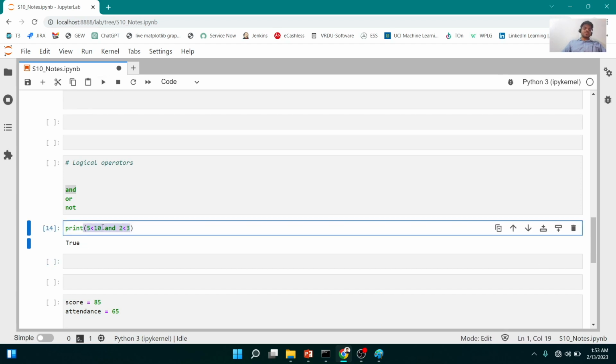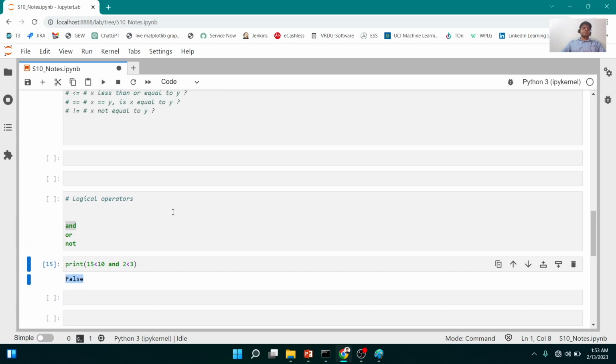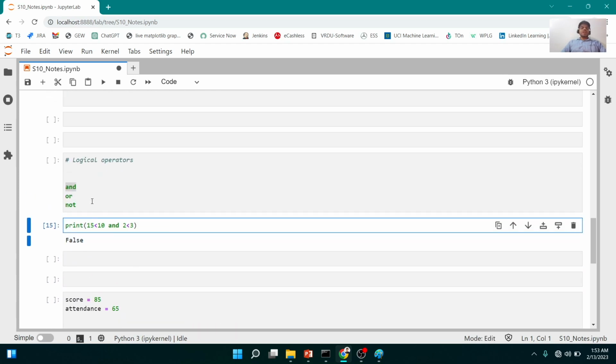You can see here. But if I make even one as false, for example, if I make it 15 less than 10, if I try to run this, it says false, right? Perfect. So and mandates that the conditions or the comparisons surrounding it, everything has to be true.